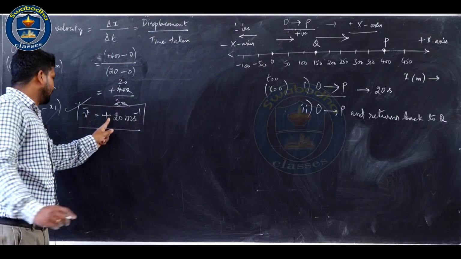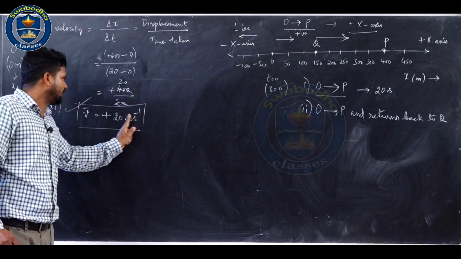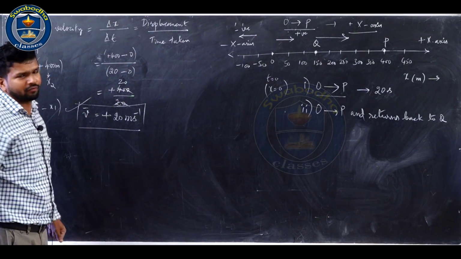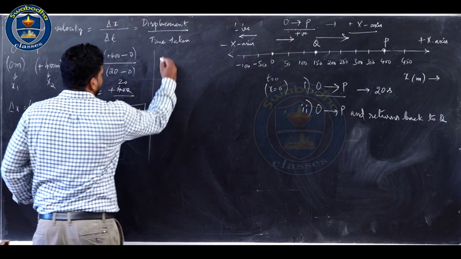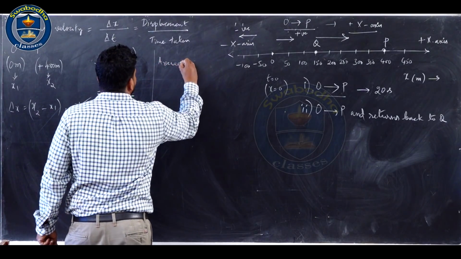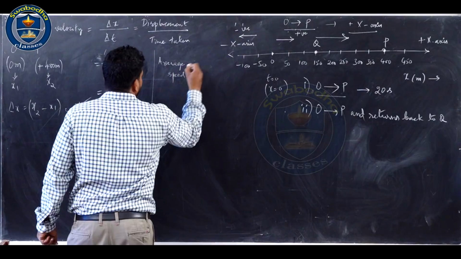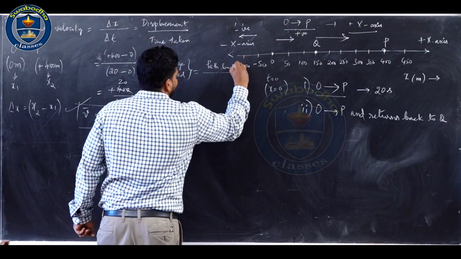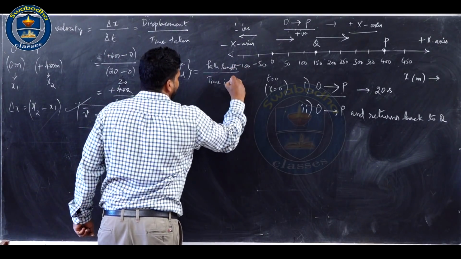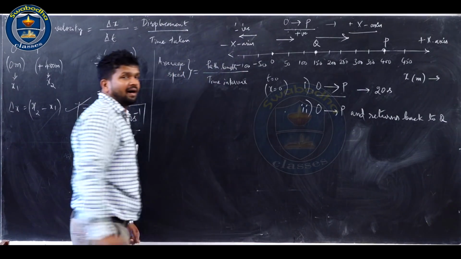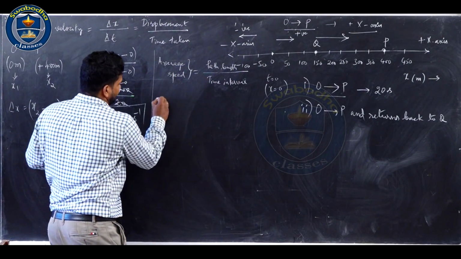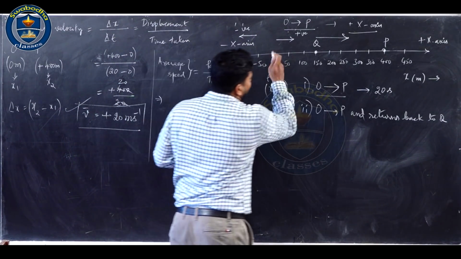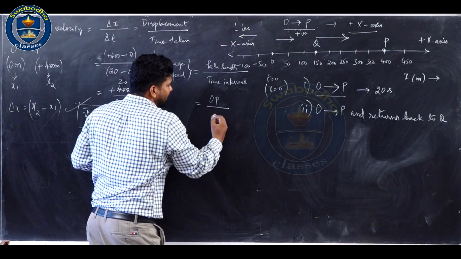So it has both magnitude and direction. Magnitude is 20 meter per second and direction is positive, means it is moving in the positive x direction. Fine. For the same situation, let us calculate average speed. Average speed equal to, by definition, path length divided by time interval. Path length is OP, body moving from O to P.